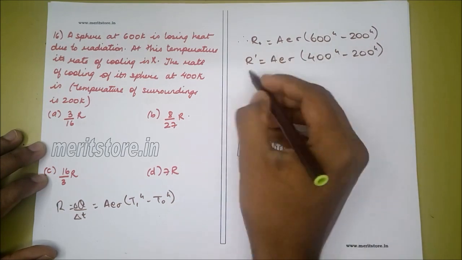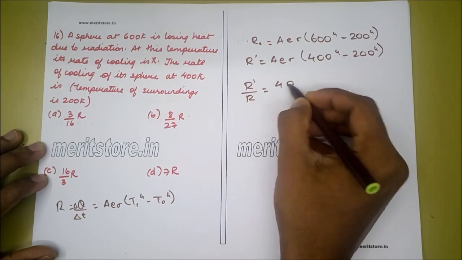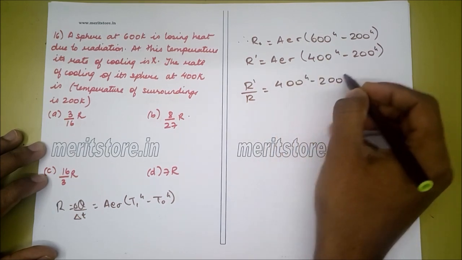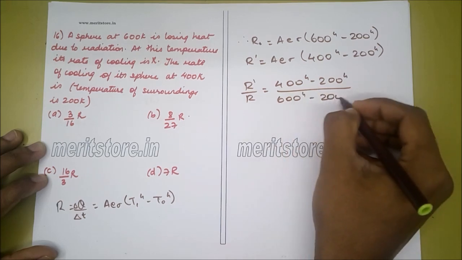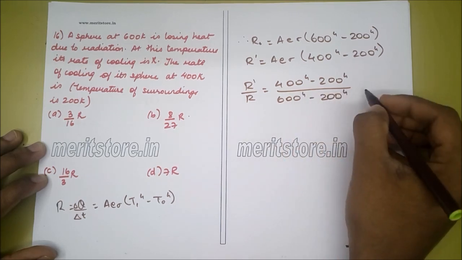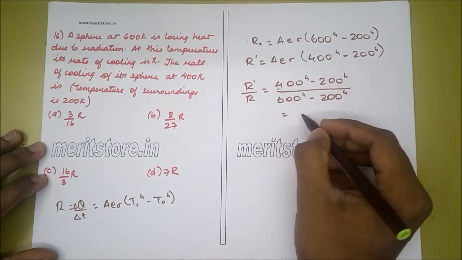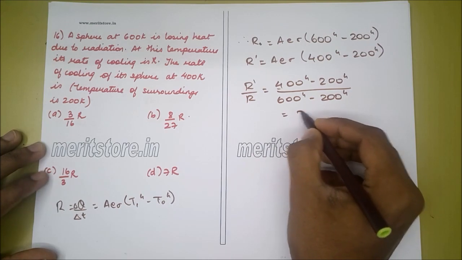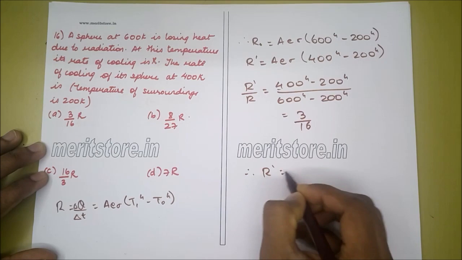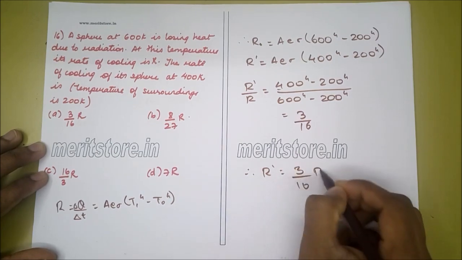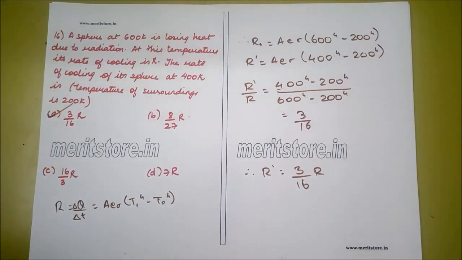Let's take a ratio of R dash and R. So R dash upon R would be 400 raised to 4 minus 200 raised to 4 upon 600 raised to 4 minus again 200 raised to 4. By solving this, we get the value as 3 by 16. So therefore R dash is equal to 3 by 16 times R. Hence option A is the correct answer.